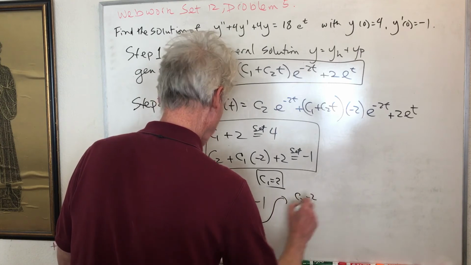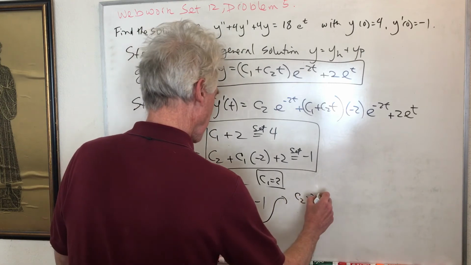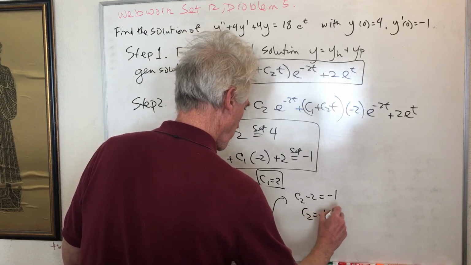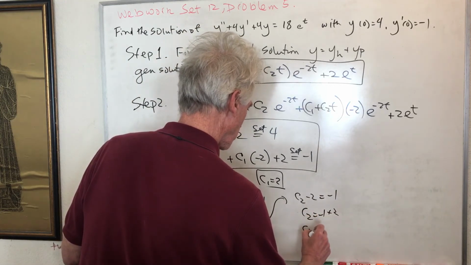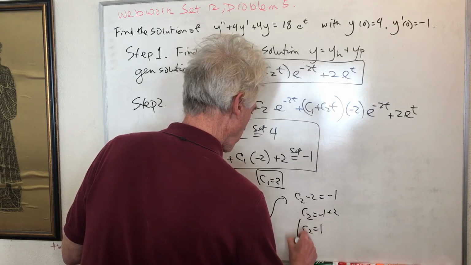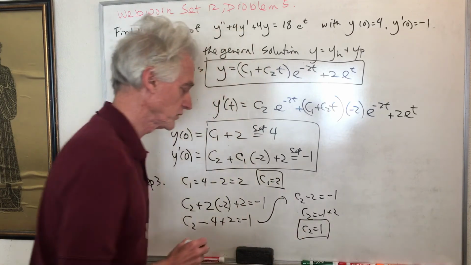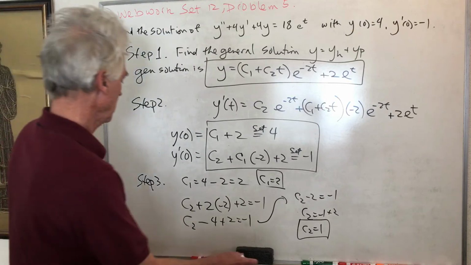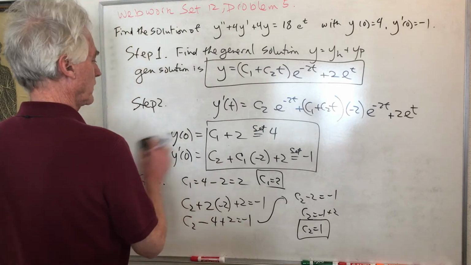C2 minus 2 is negative 1. C2 is negative 1 plus 2. C2 is 1. So C1 is 2 and C2 is 1. Okay? So there's step 2.